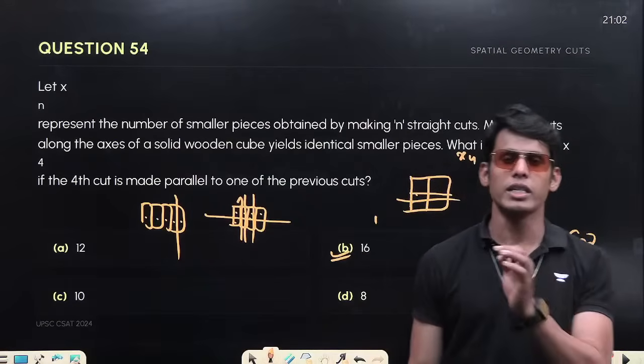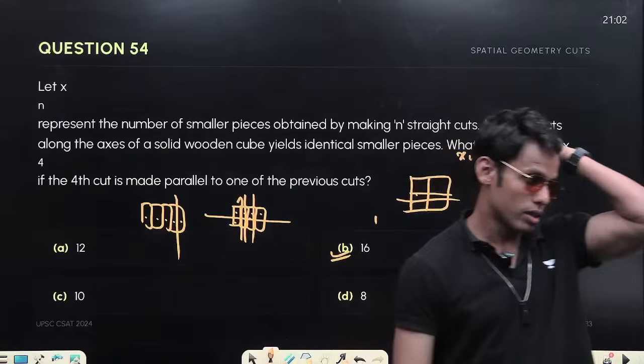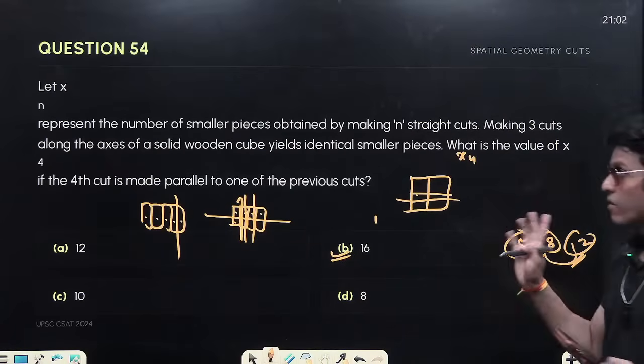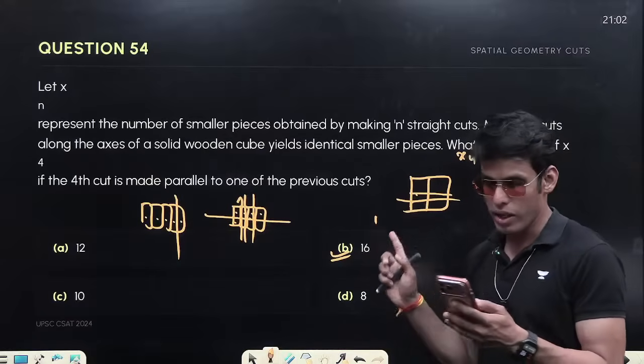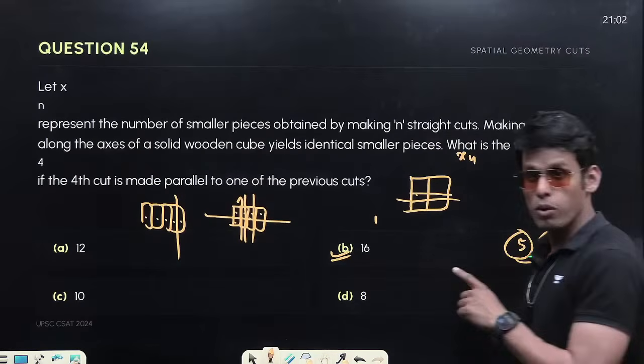So 16 is the correct answer. 16 cannot be the value of x4. This was a difficult one, right? In my opinion, this was a very, very difficult problem.